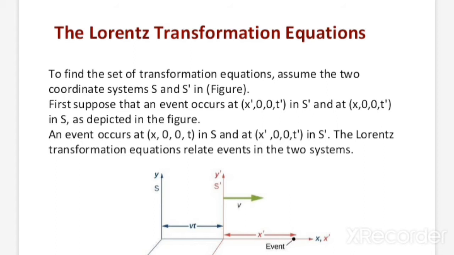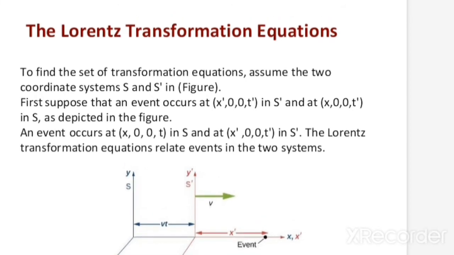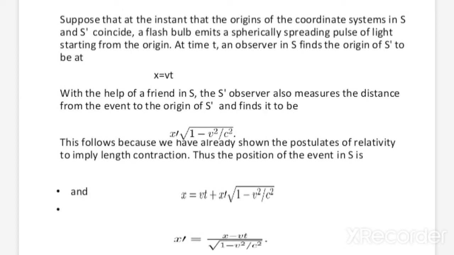So at any interval of time t, it will be vt distance away from the origin of the frame of reference S. With the help of the friend at S, the observer located in the frame of reference S dash also measures the distance from the event to the origin of S dash as x dash times under root 1 minus v square upon c square.